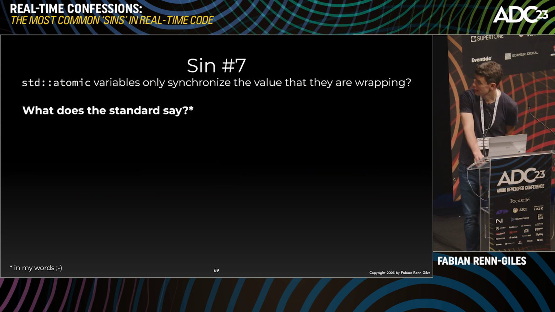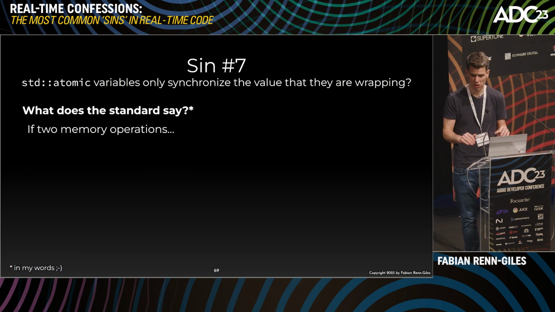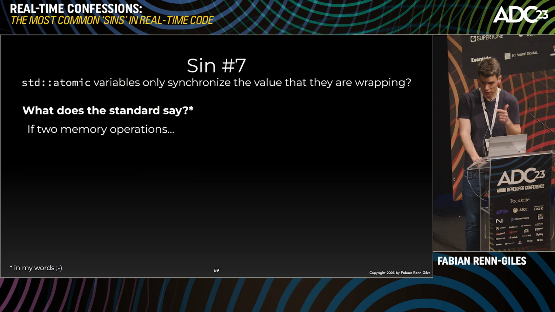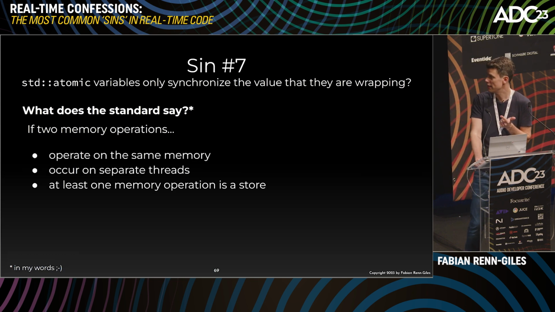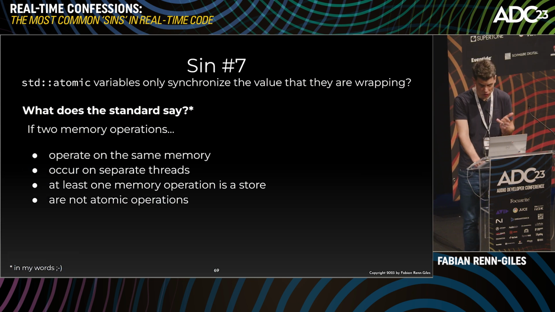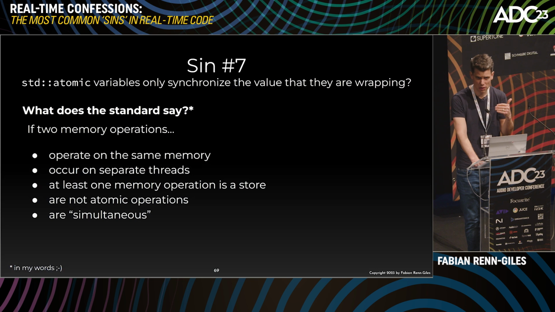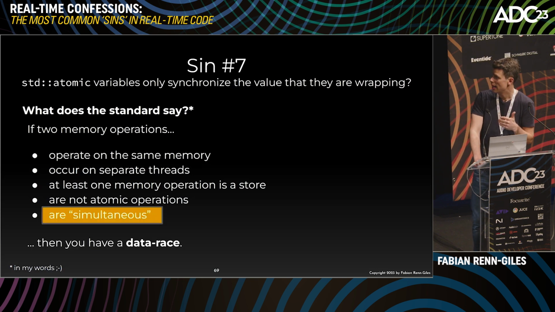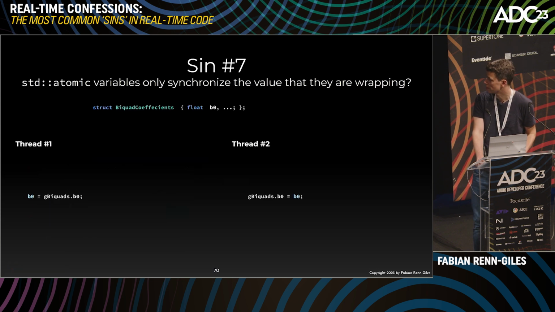So what does the standard say? The standard says a data race occurs if 2 memory operations, and now all of these need to be true, operate on the same memory, occur on separate threads, at least one of the memory operations is a store, they're not atomic operations, and they are simultaneous. So 5 things you need to check. If all of these are true, you have a data race. And you'll see what simultaneous means in just a moment.